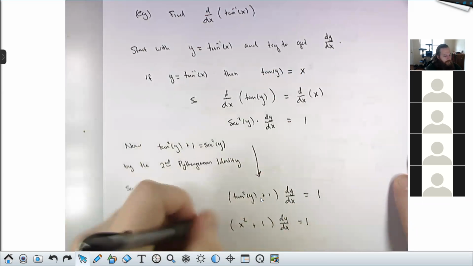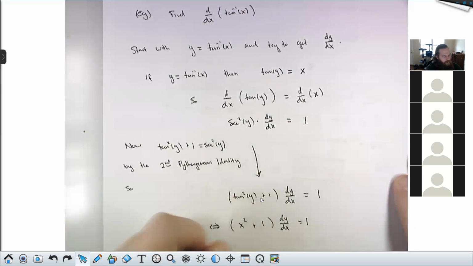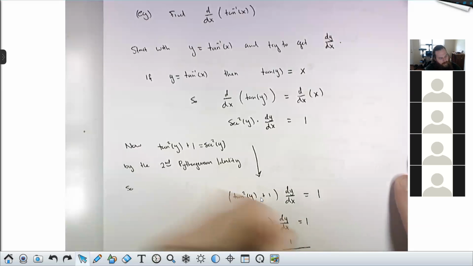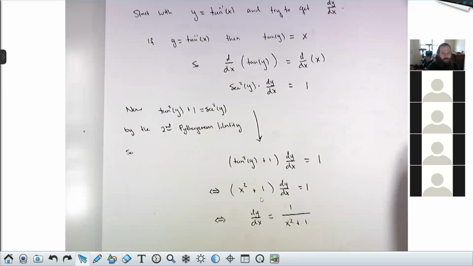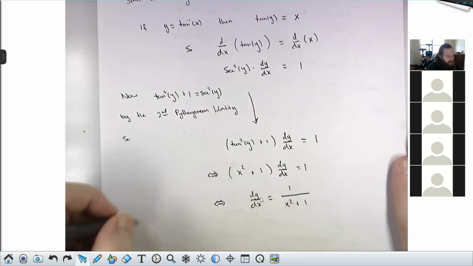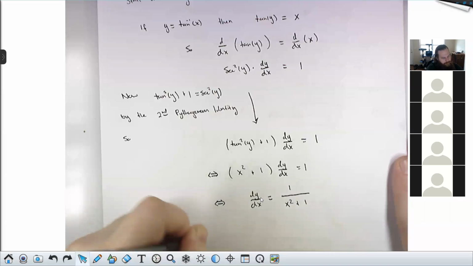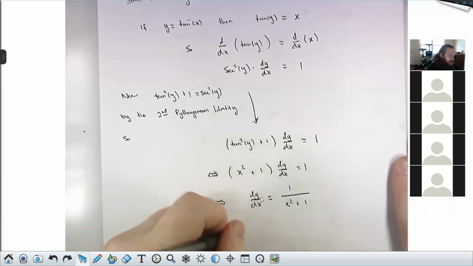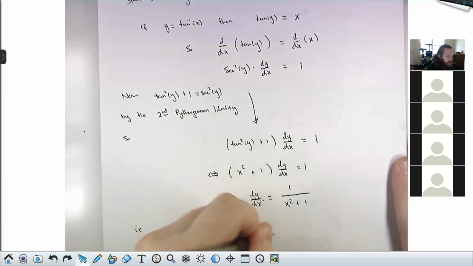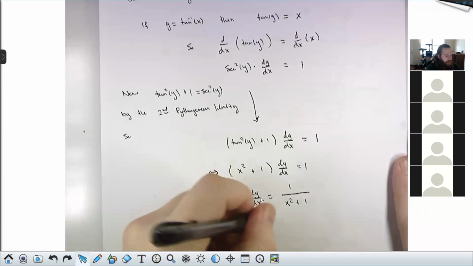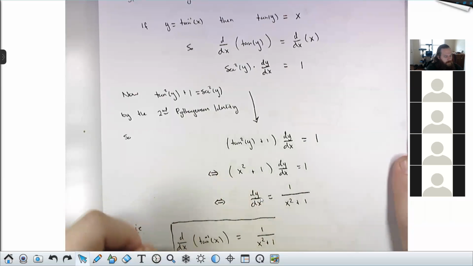And then if you divide over by this term, you'll get dy dx equals 1 divided by x squared plus 1. And that is the result. The derivative of the inverse tangent of x is 1 over x squared plus 1. And the other inverse trig derivatives we will cook up in the same way.